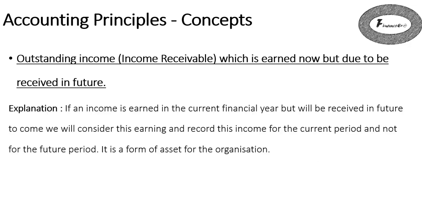So what the explanation says is, if an income is earned in the current financial year but will be received in future to come, we will consider this earning and record this income for the current period and not for the future period. And it is a form of asset for the organization because it is an income receivable. So whenever any income is due to be received in future, it is always considered as an asset for that organization.